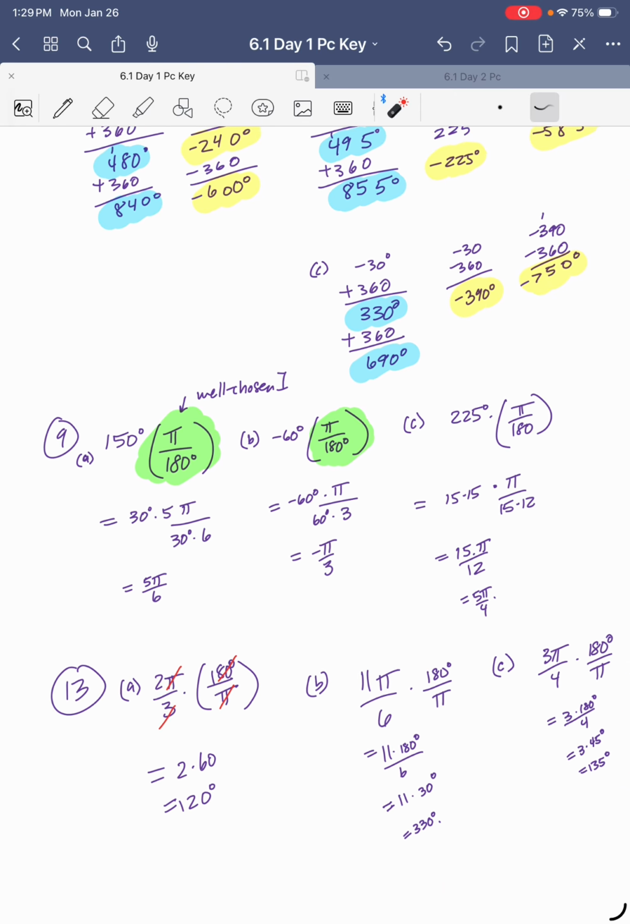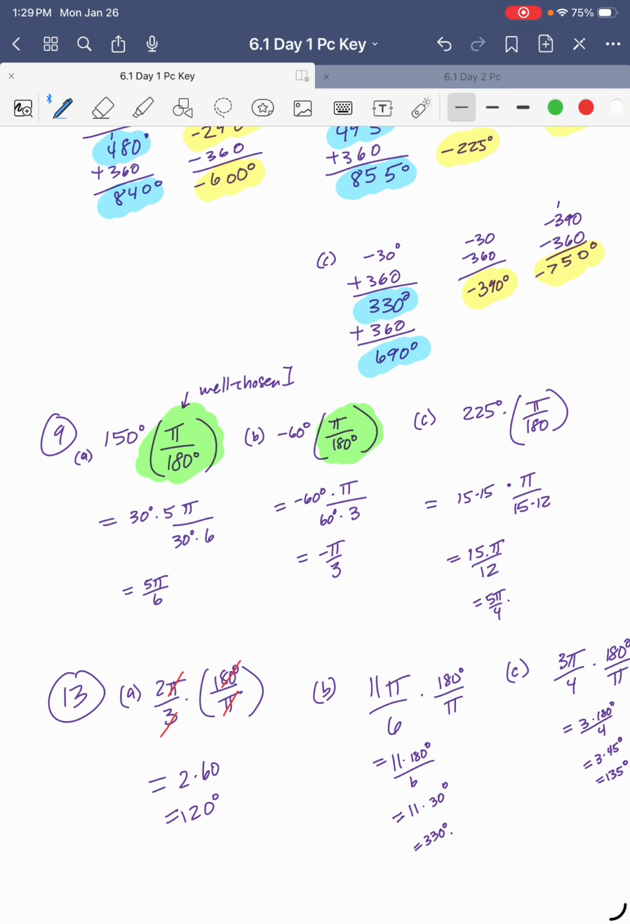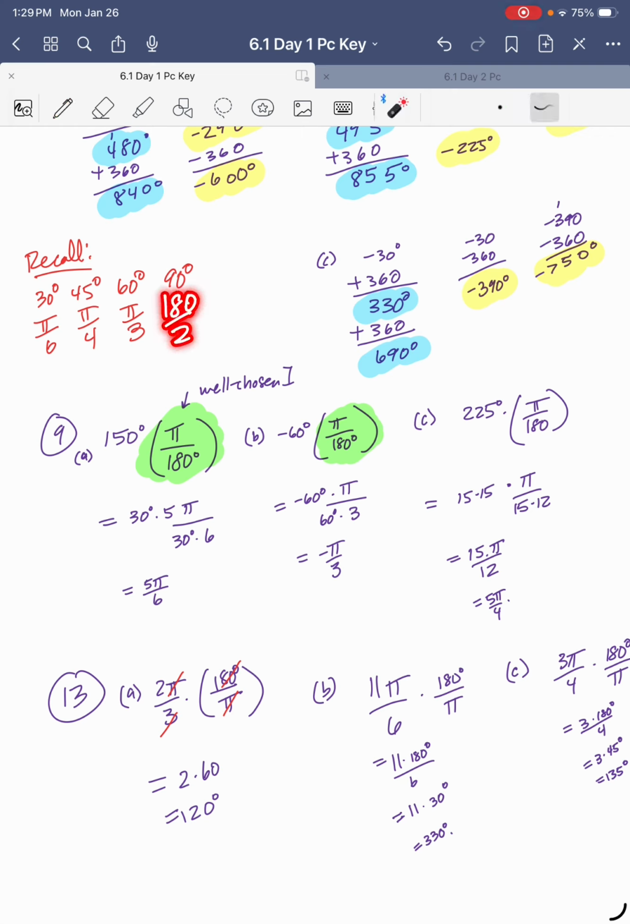And remember, there are those angles that we need to know by heart. Let's go ahead and put those here just to remind ourselves. Take a second and recall that 30 degrees is pi over 6, very good. 45 degrees is pi over 4. 60 degrees is pi over 3. And 90 degrees is pi over 2. Because every time we're thinking 180 divided into how many parts gets us this angle. So those are ones that you need to have memorized.